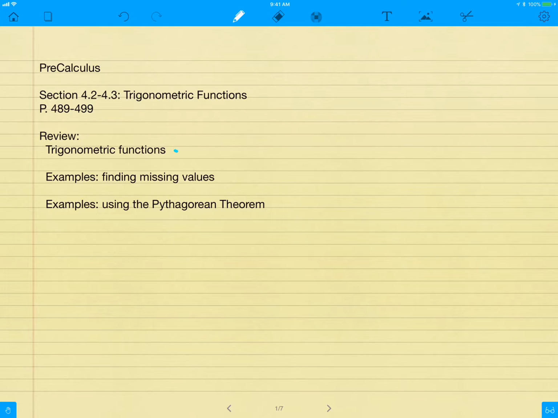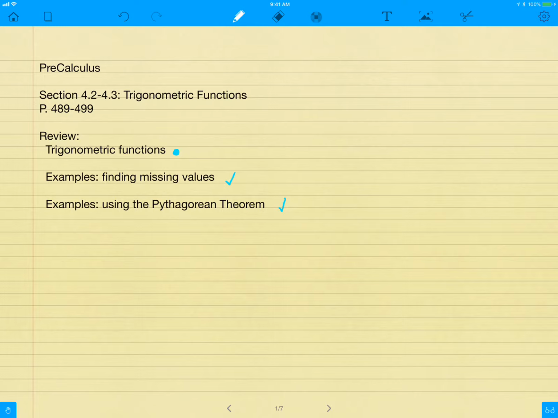I want to make sure that we know how to do the trig functions themselves. We'll do a couple examples where we actually find missing values on a picture, on a diagram, using the trig functions. And then the last step is to use the Pythagorean Theorem, which is something that should not be new to you. It's probably the most famous theorem that we have in mathematics. But what we're going to be doing today is showing that on certain examples we don't need to actually use the trig functions. We can actually use the Pythagorean Theorem itself, and it will still help us find a missing value.